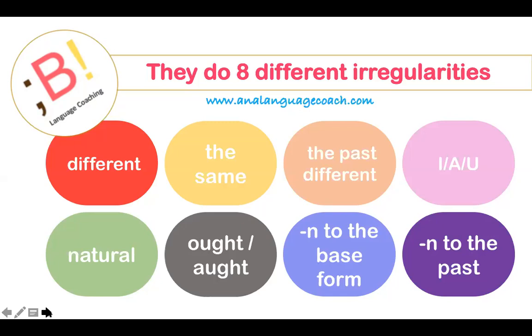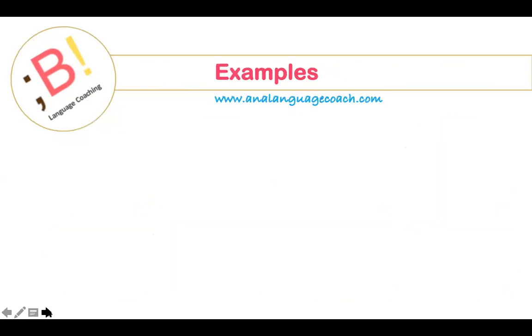So for example, here we have break, broke, broken. Break, broke, broken. Can you see that I have taken the past, broke, and I have added an N, and then the past participle appears. So as you can see, these are the 8 different irregularities. I'm going to show you now the examples very quickly.